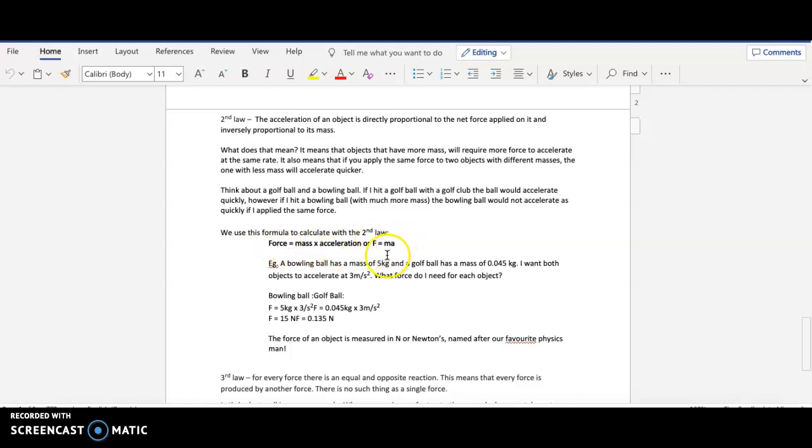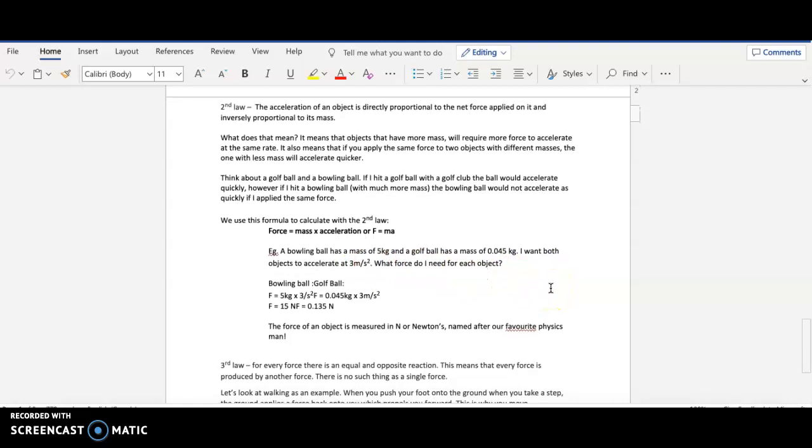And you're welcome to do that too. So let's just look at an example here. A bowling ball has a mass of 5 kilograms and a golf ball has a mass of 0.04 kilograms. And I looked this up, these are actual numbers. So I want both objects to accelerate at 3 meters per second squared. What force do I need for each object?